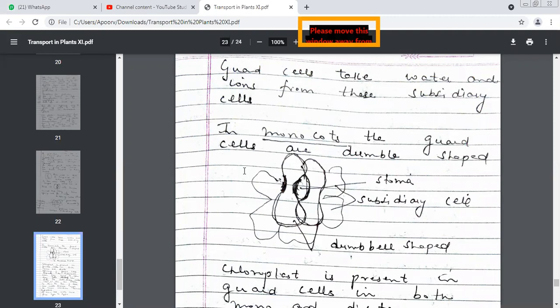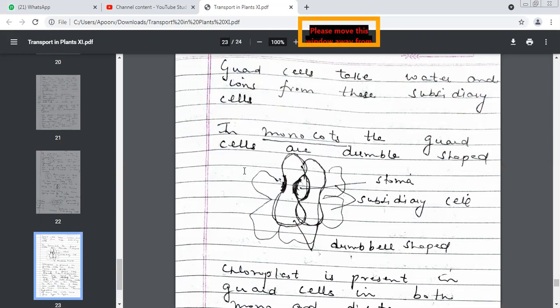Subsidiary cells. Epidermal cells. Subsidiary cells. So the presence of subsidiary cells and cellulosic microfibrils is a feature of both monocots and dicots. But there is one structural difference between the guard cells of monocots and dicots. Tell me what difference? They are kidney or bean shaped.